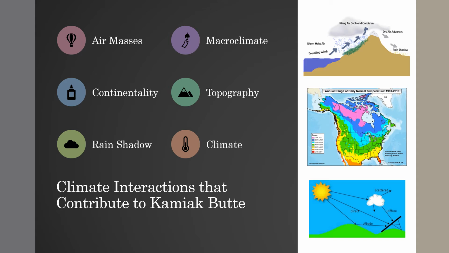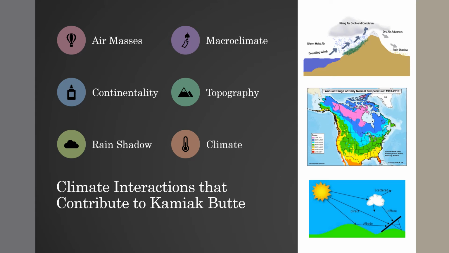Rain shadow. Mountains create an area of low precipitation on the leeward side of mountains, where the air passing over had already lost most of its moisture through precipitation on the other side. This is evident in the difference between western and eastern Washington, where air moves from the southwest toward the northeast over the mountains, where there is a rain shadow effect on the other side.